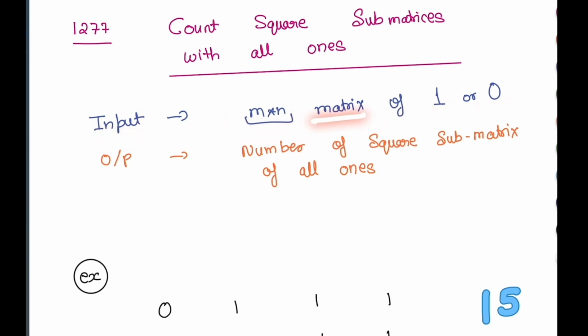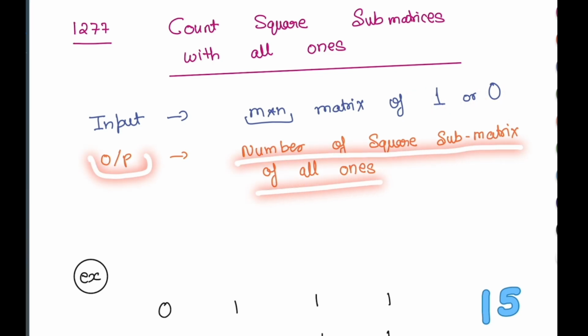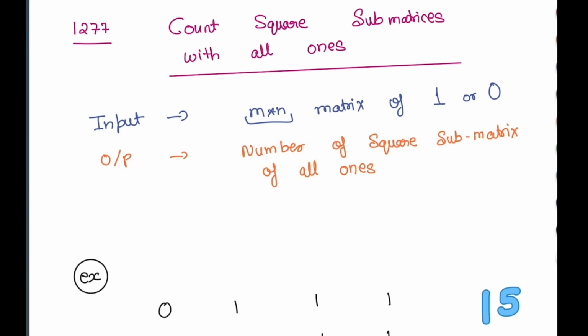So we are given a two-dimensional array of m number of rows and n number of columns, and all the elements in this 2D array will be 1 or 0. The output we need to give is the number of square submatrices of all ones. Let us try to understand the problem with an example.